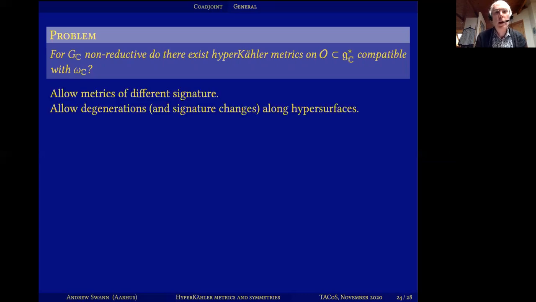But you might get around it by allowing hyperkähler metrics of non-positive, non-definite signature. And maybe even better, you can get away by looking at metrics that are allowed to degenerate along hypersurfaces and so on. So there are notions of things like folded hyperkähler structures, and in the Gibbons-Hawking construction, for example, you can take this C parameter and make that negative, and those give you different ways of getting hyperkähler metrics that change their signature when you pass along some hypersurface.